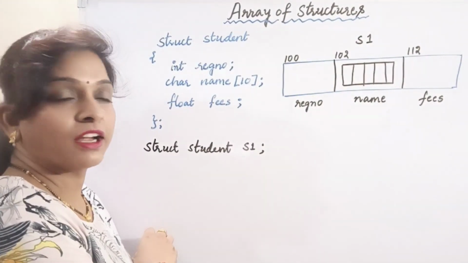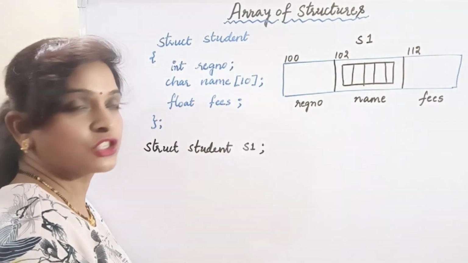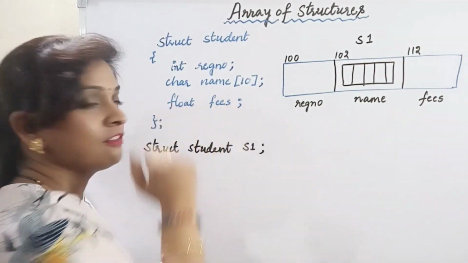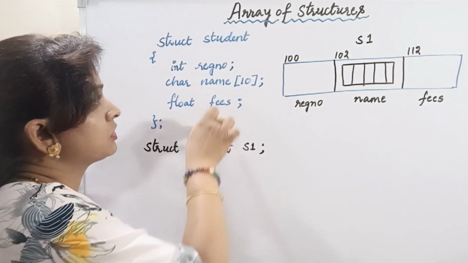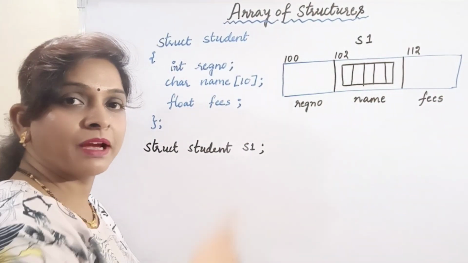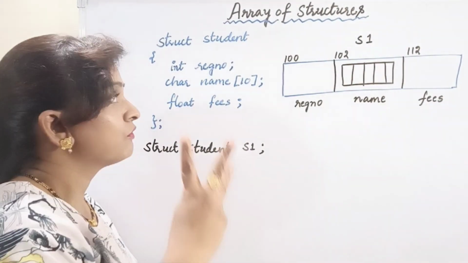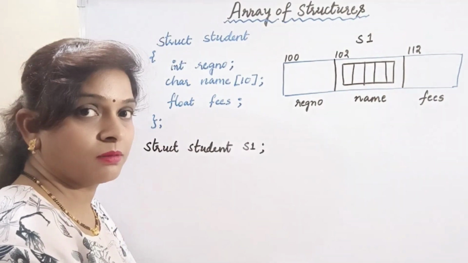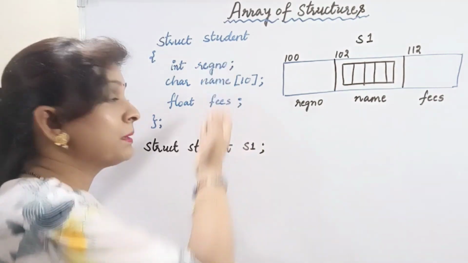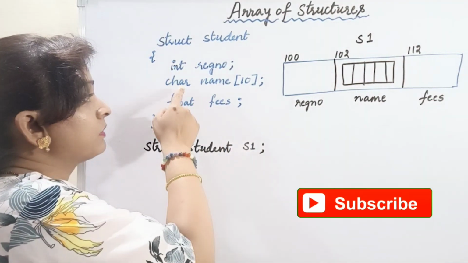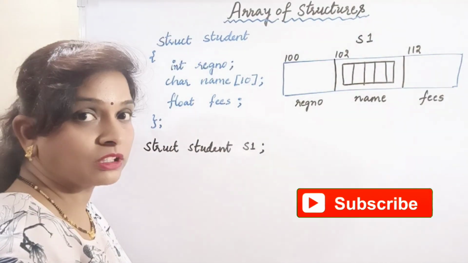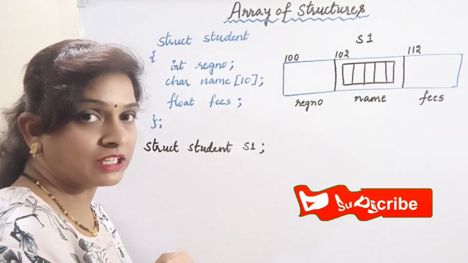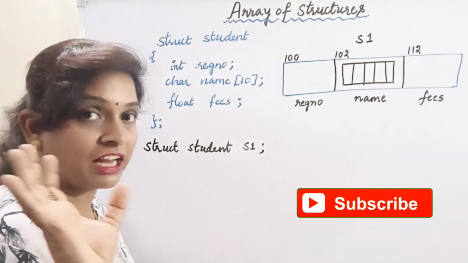So here I have defined a structure by the name student, and we have the members register number, name and fees. So this structure is a new user-defined data type by the name student, which I have created with three members, saying that it can store three values, multiple values of multiple types. One is of integer type, character type and float type. So totally I can store three values of three different types. So my new data type is ready now.